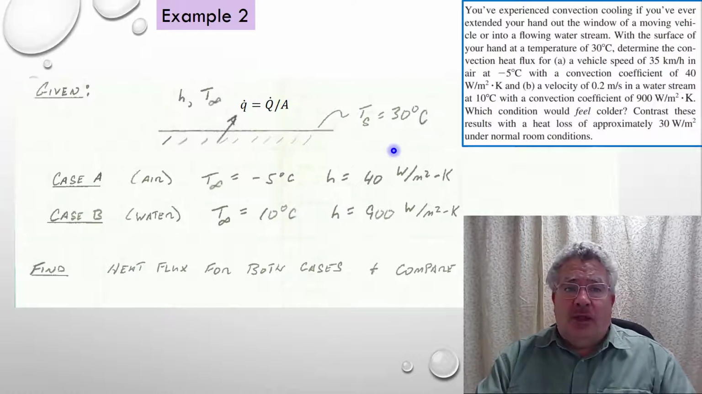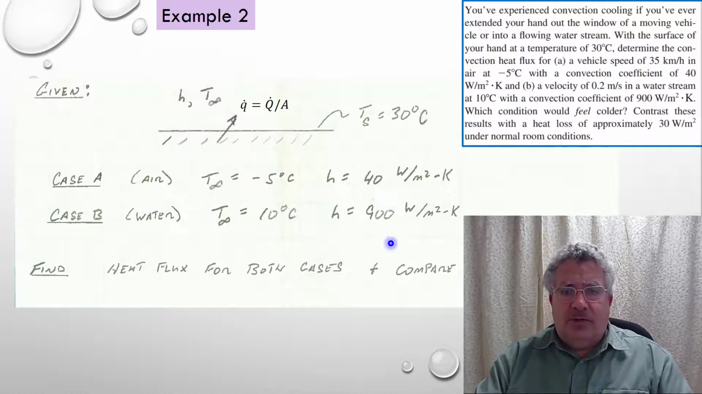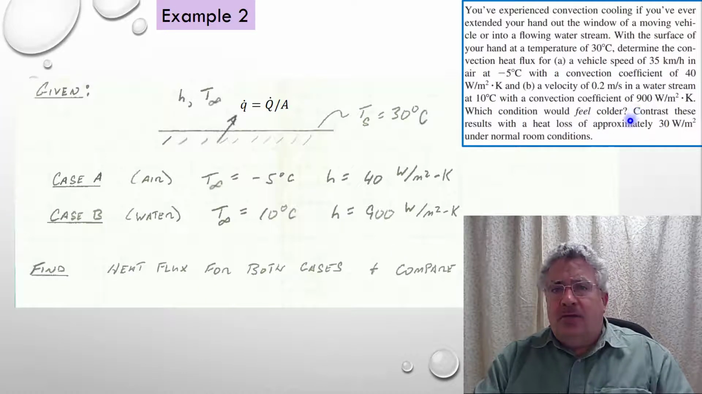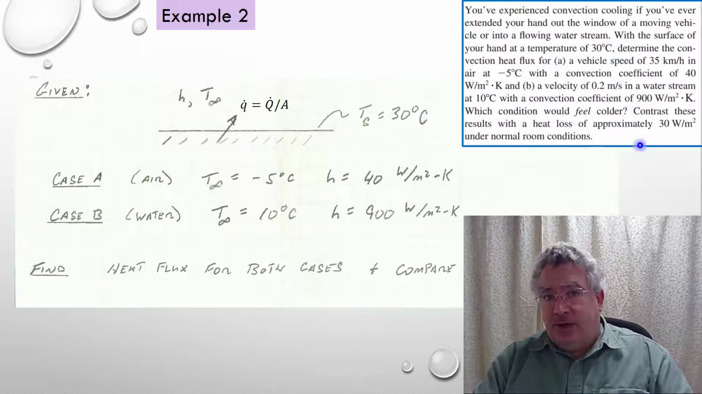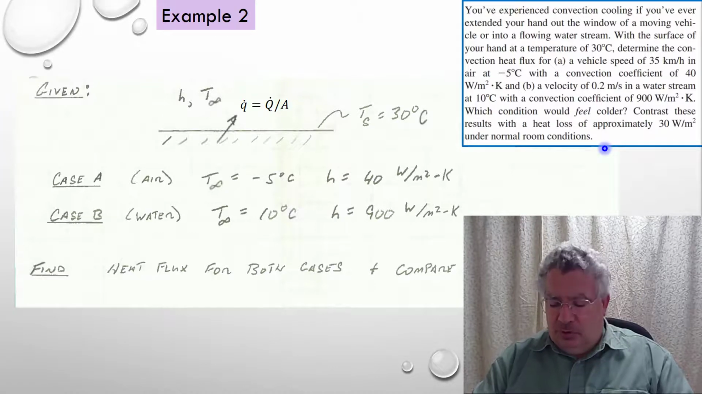And we're saying that for both cases, the surface temperature of our hand is 30 degrees. So we list our information for our two cases here, and we want to take a look at both of these cases. Given the last sentence in the problem statement, we contrast these results with the heat loss of approximately 30 watts per square meter under normal conditions. So your hand is at 30 degrees Celsius, but also typically loses 30 watts per square meter under normal conditions.